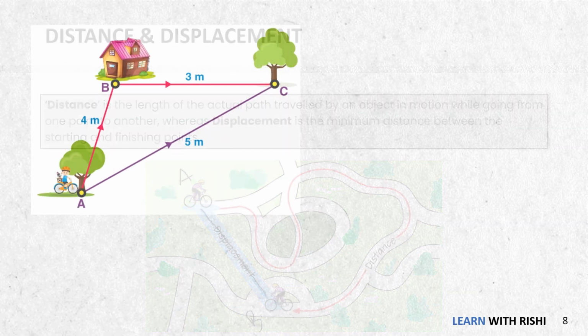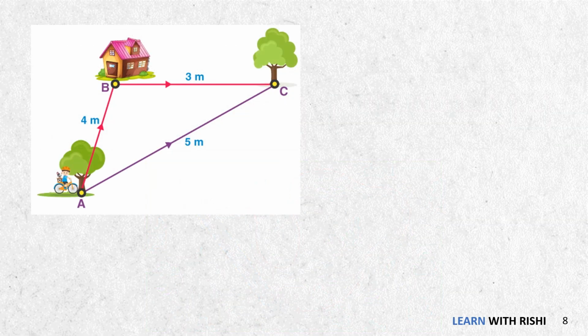Let us solve a problem. So here you can see a boy who's riding a cycle again, and he wants to travel from point A to point C. Now he has two ways. He can directly go from point A to C, or he can travel from A to B, B to C. Now the red mark shows the actual distance traveled by him. So here first he went from this tree to the house, and again from the house to point C, another tree. Now from A to B and B to C.